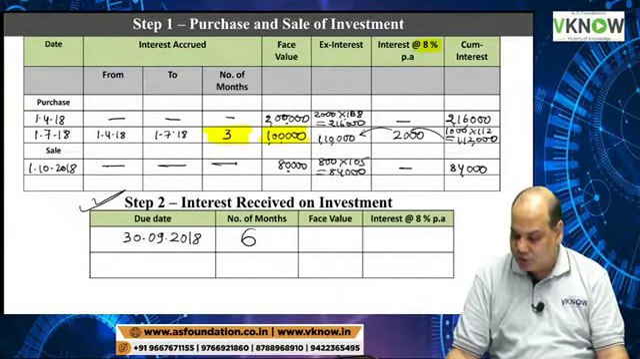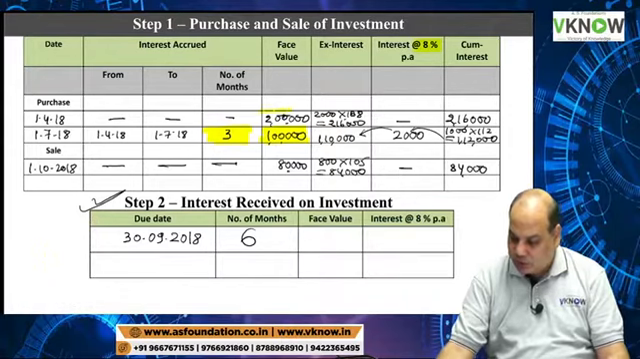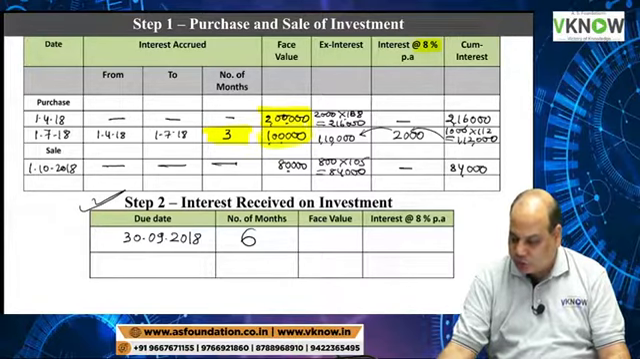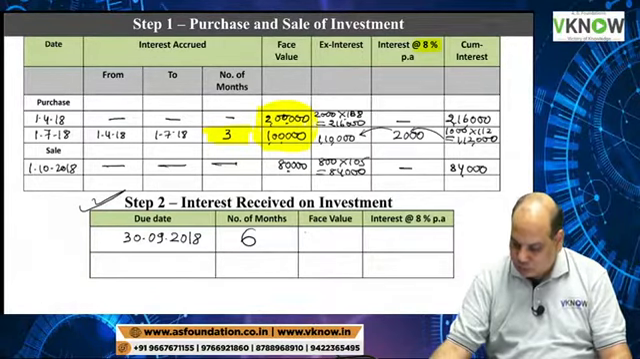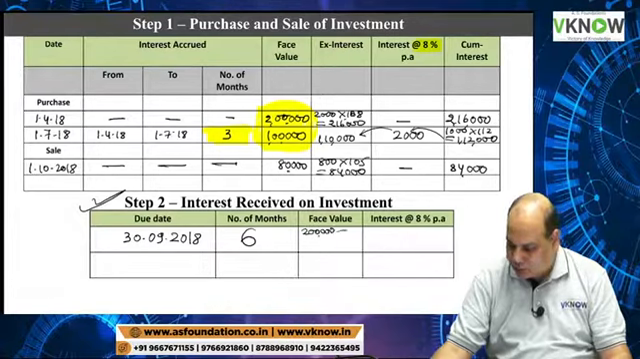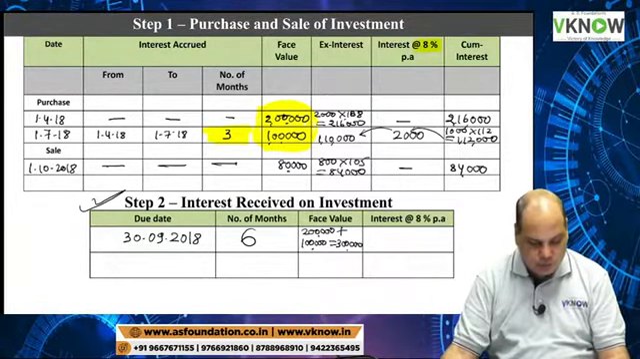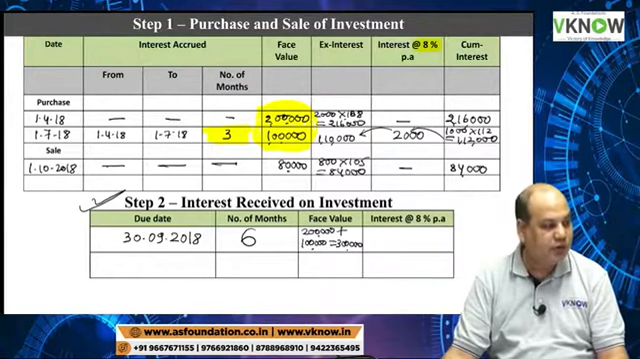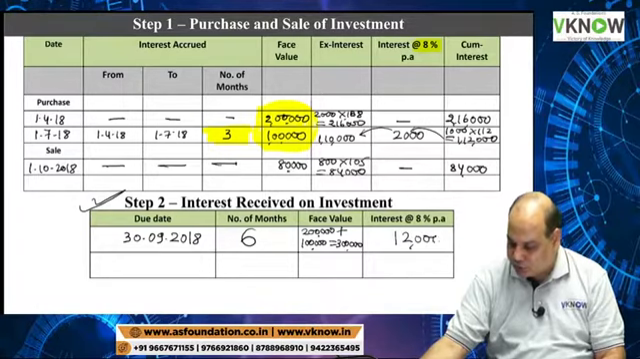And what is the face value held on this date? On the screen, the face value is: on 1st April you purchased 2 lakh, on 1st July you purchased 1 lakh. So this is 3 lakh rupees you were holding. You can just add here 2 lakh plus 1 lakh, 3 lakh, into 8% into 6 by 12. 3 lakh into 8% into 6 by 12 is 12,000.